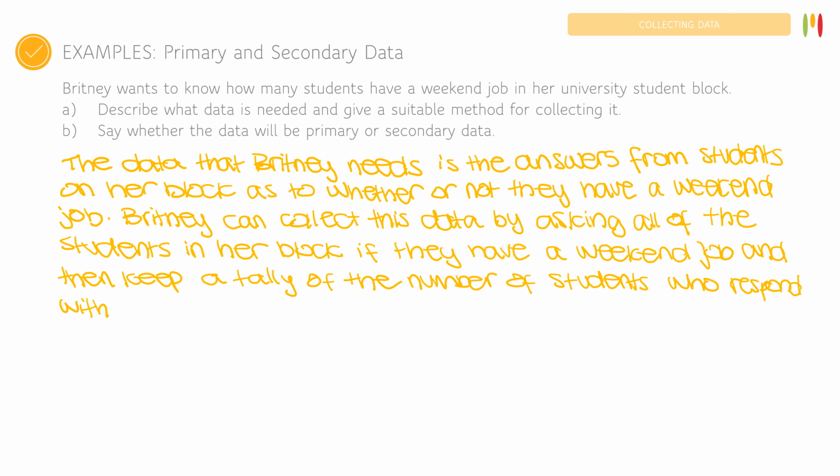Part B: Say whether the data will be primary or secondary data. As Brittany is the one going out and gathering the information herself, this data would be primary data.